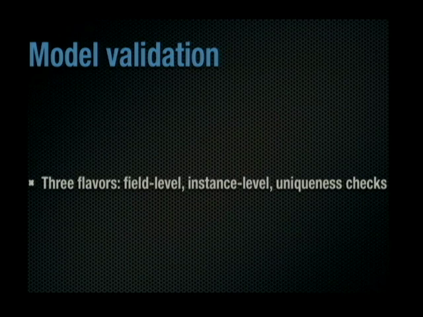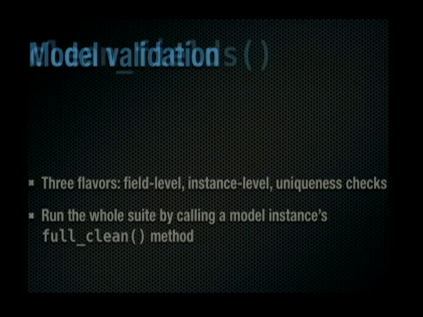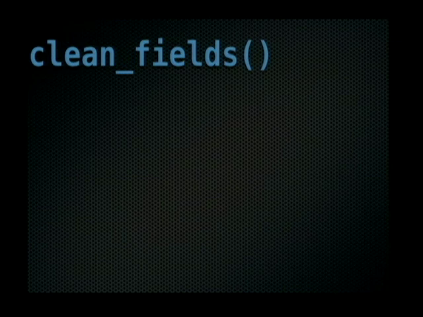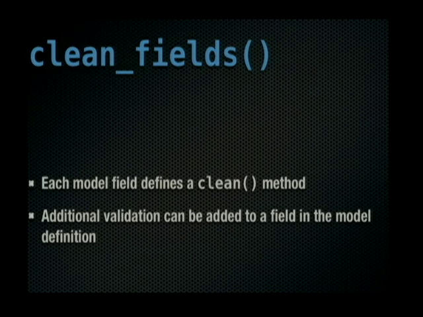Model validation was a new thing we added a while back. I mention this under fields because it starts at the field level. Basically it comes in three types: field-level model validation, instance-level model validation, and uniqueness-level model validation. Every model instance gets a method called full_clean, which can run this for you. This ends up calling clean_fields. Each one of the model fields defines a method called clean. This is the same as on forms, as we'll see a little bit later on. There is additional validation you can stick onto a field this way by writing a clean method.